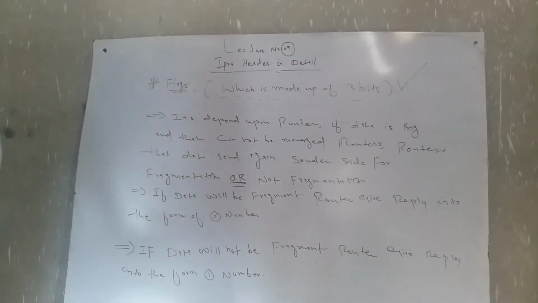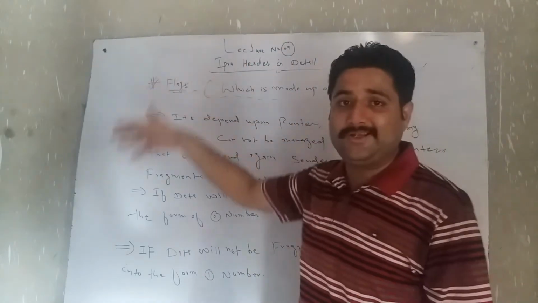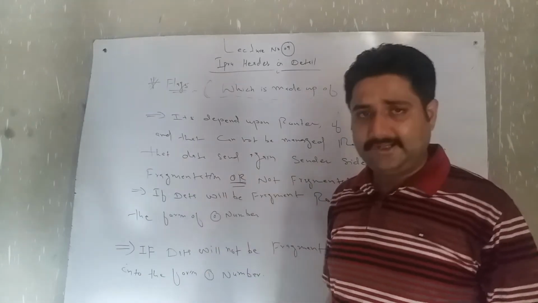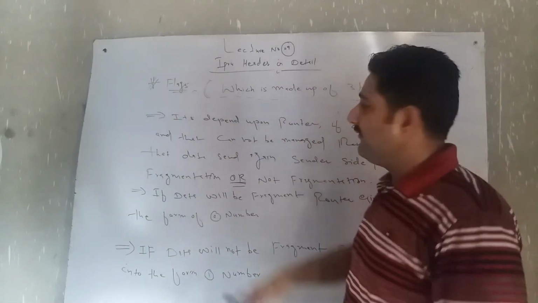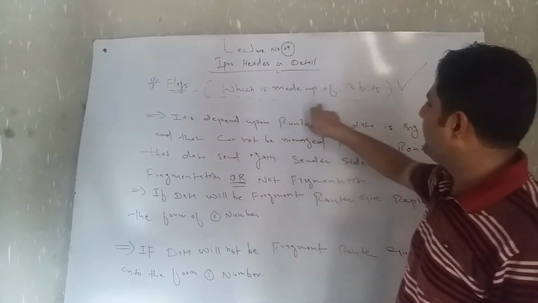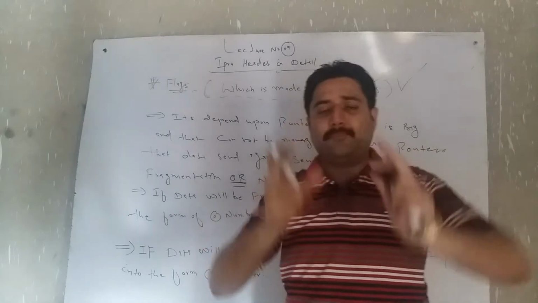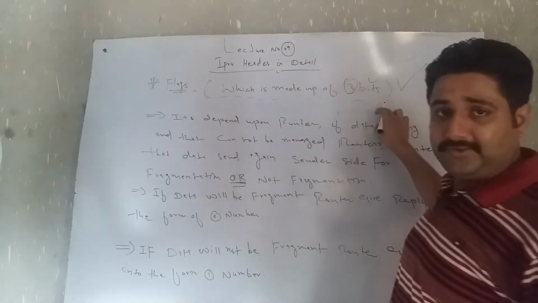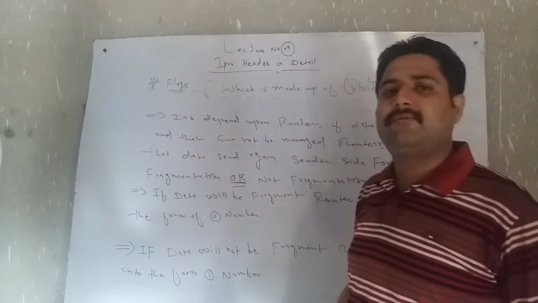So dear friends, we continue our lecture number 9, IPv4 header in detail. Now we will focus on flags. What is the work of flags in networking and how do flags work? So please connect with me. First of all, the flag field is made up of 3 bits. How many bits are the flags on the IPv4 header? 3 bits. Now, what is the work of flags?